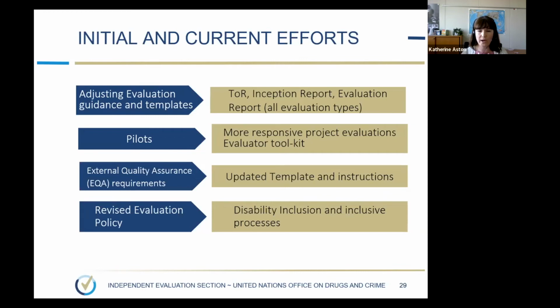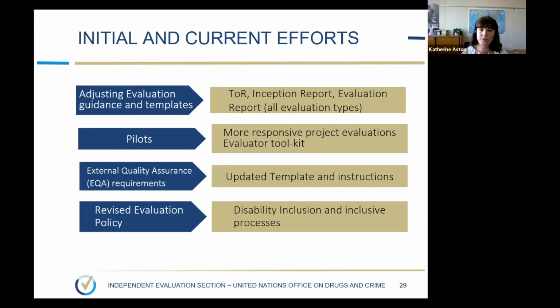We also do quality assurance within our evaluation section, but we also have an external quality assurance process. And so we made sure to update those templates and instructions to ensure that all of our evaluation products were being reviewed for disability inclusion.